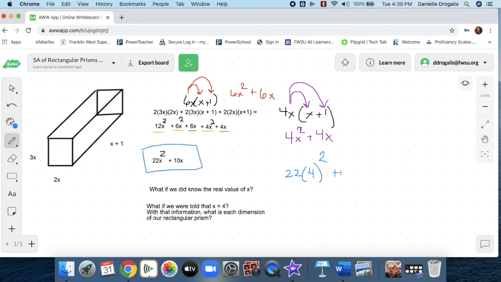And I'm going to add to that the next term, and that x is also the same x in question from before. It is worth a value of 4. And now we follow the order of operations. So we do exponents first, right? We're not going to do 22 times 4 and then square it. That would be an obscene number and would violate our math rules.